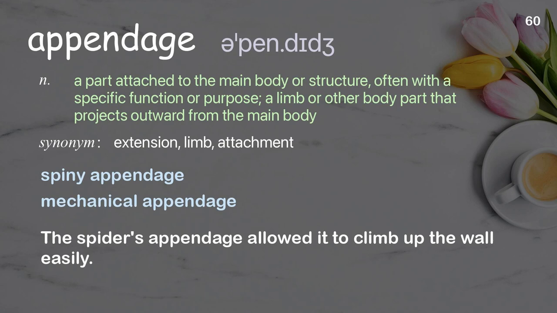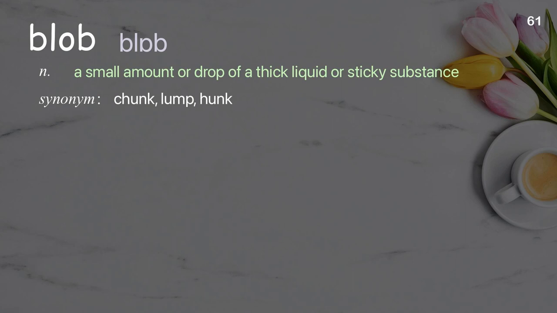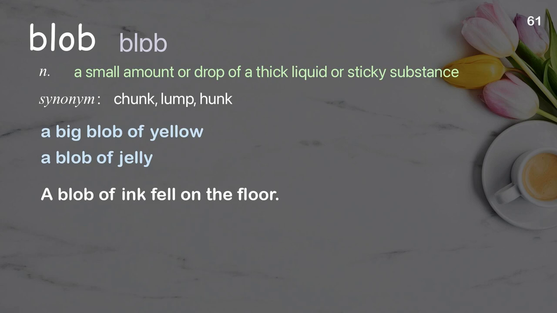Blob: a small amount or drop of a thick liquid or sticky substance. Examples: a big blob of yellow, a blob of jelly. A blob of ink fell on the floor.